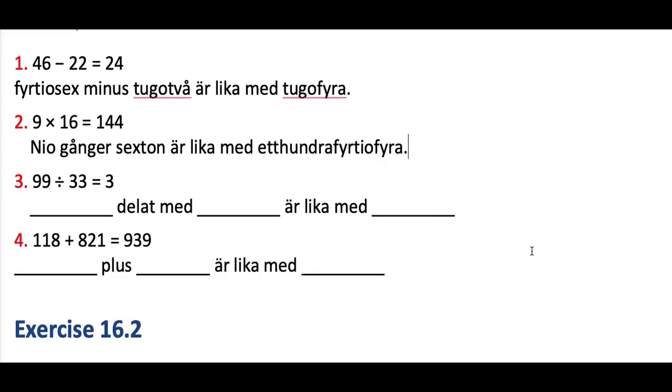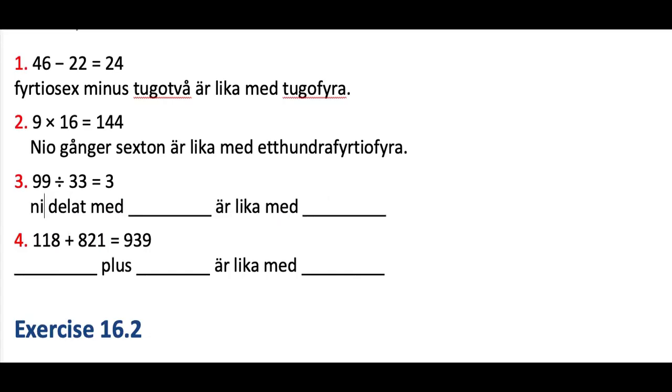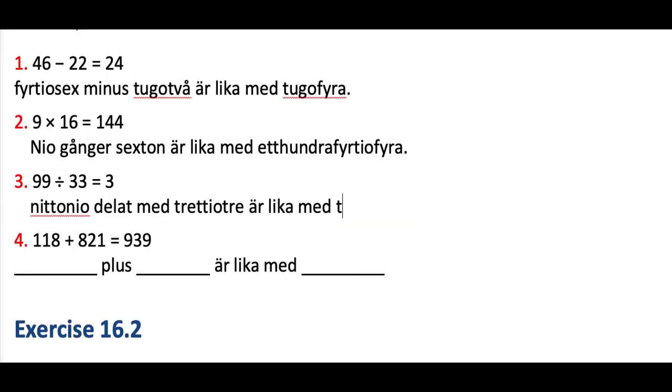The next example we have here is 99. It will be Nitinio. Delat means division. Delat means 30. Tretiotru, 33. So that is 33, or likamid are equal to 3.